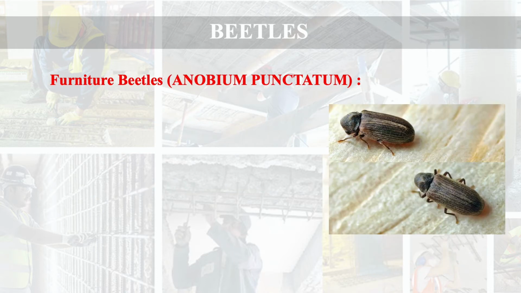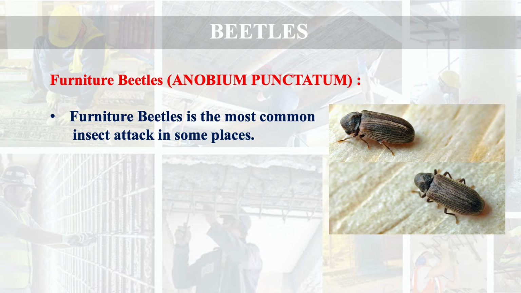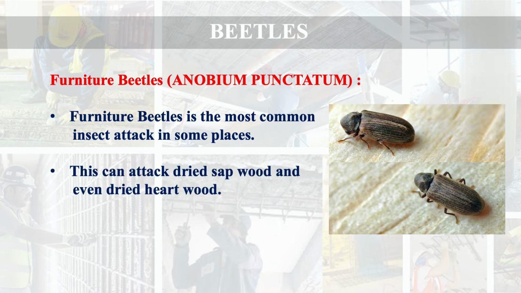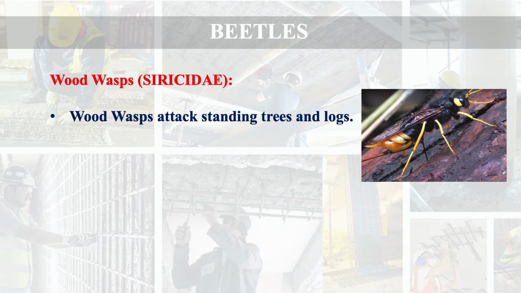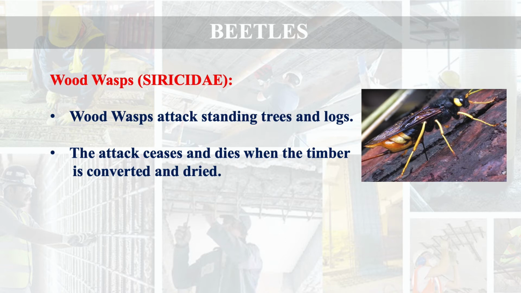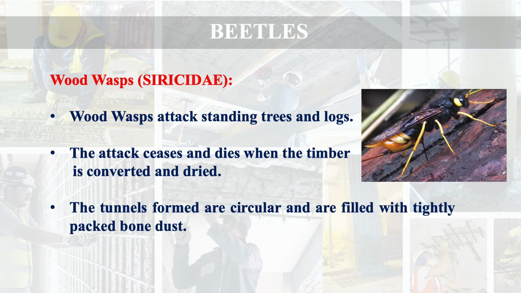Next is furniture beetles. Furniture beetles is the most common insect attack in some places. This can attack dry sapwood and even dried hardwood. In the figure you see the picture of furniture beetles. Wood wasp. Wood wasp attack standing trees and logs. The attack ceases and dies when the timber is converted and dried. The tunnels formed are circular and are filled with tightly packed bone dust.